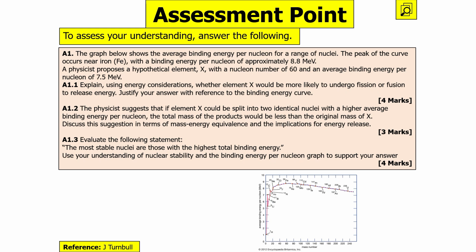The physicist suggests that if element X could be split into two identical nuclei with a higher average binding energy per nucleon, the total mass of the products will be less than the original mass of X. Discuss this suggestion in terms of mass-energy equivalence and the implications for energy release. Evaluate the following statement: the most stable nuclei are those with the highest total binding energy. Use your understanding of nuclear stability and the binding energy per nucleon graph to support your answer. So, pause the video now, and then unpause the video when you want to go through your answer.